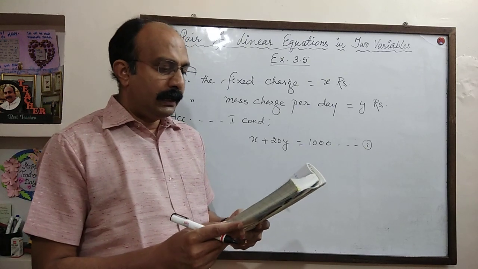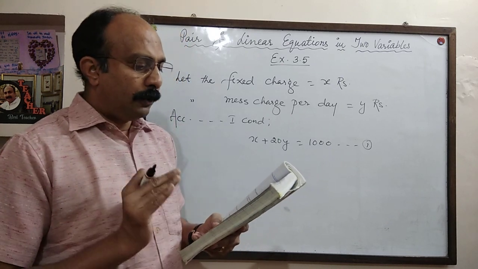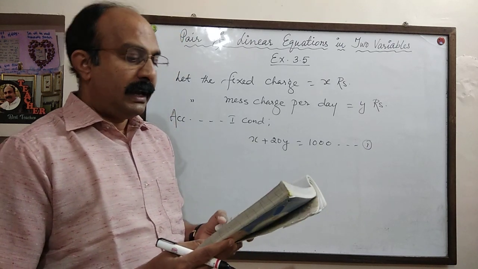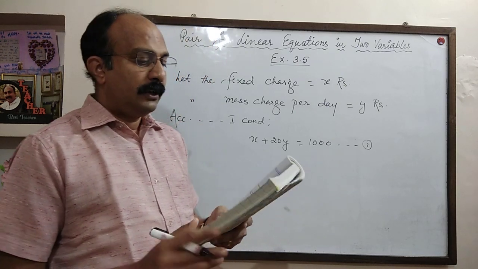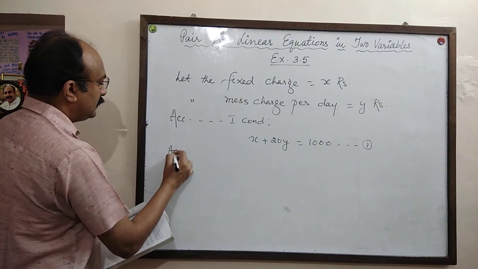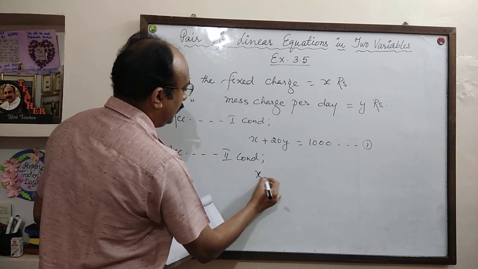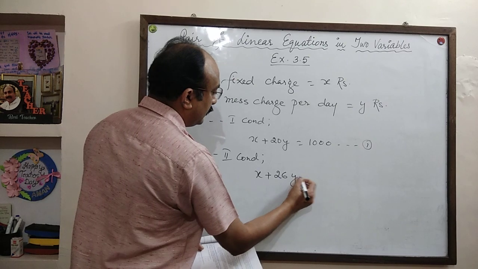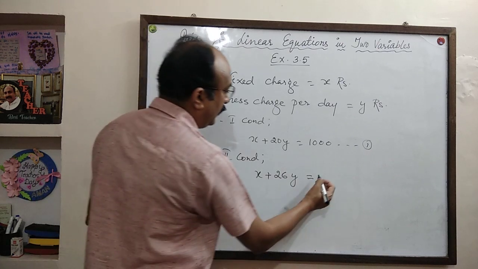Whereas a student B who takes food for 26 days pays rupees 1180 as hostel charges. Find the fixed charge and the cost of food per day. So the second condition: for 26 days the hostel charge is 1180. So according to the second condition, X plus, for 26 days the mess charge will be 26Y. So X plus 26Y is equal to 1180.